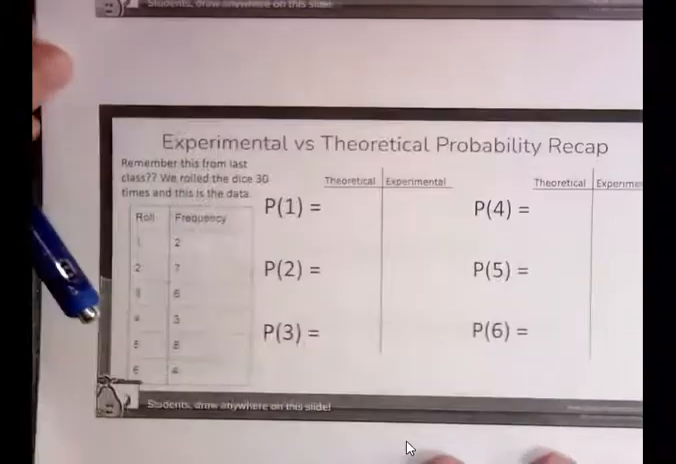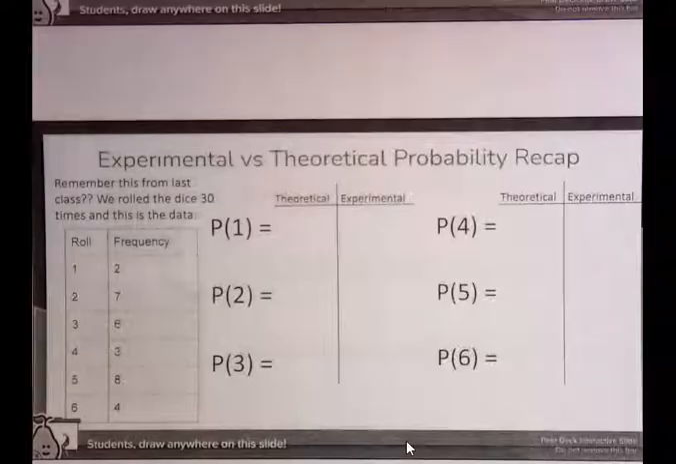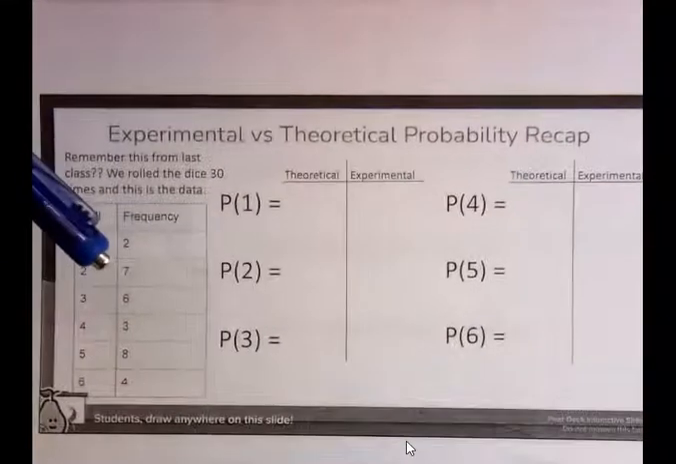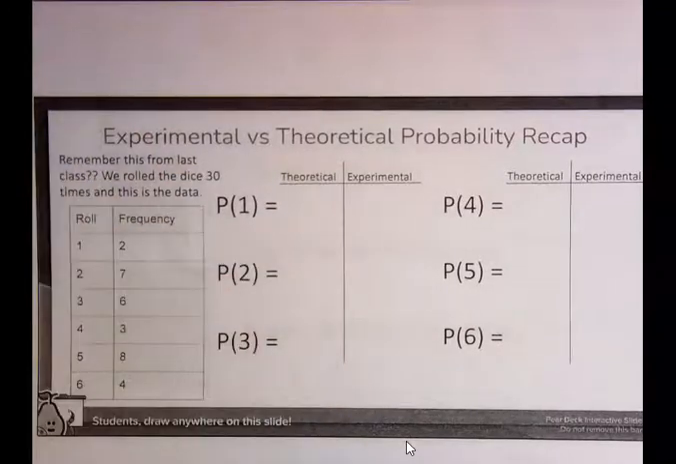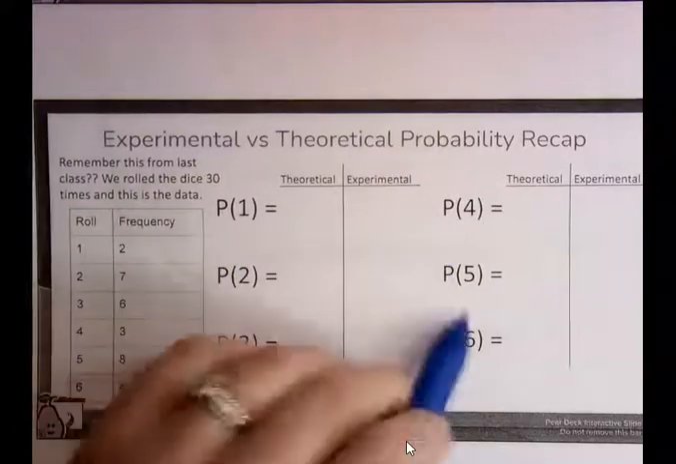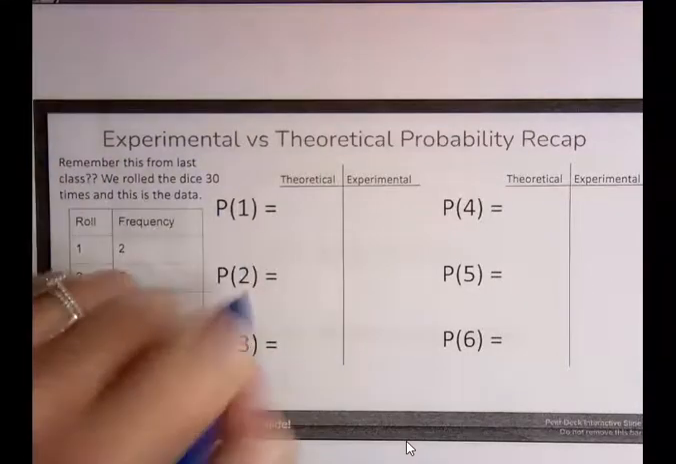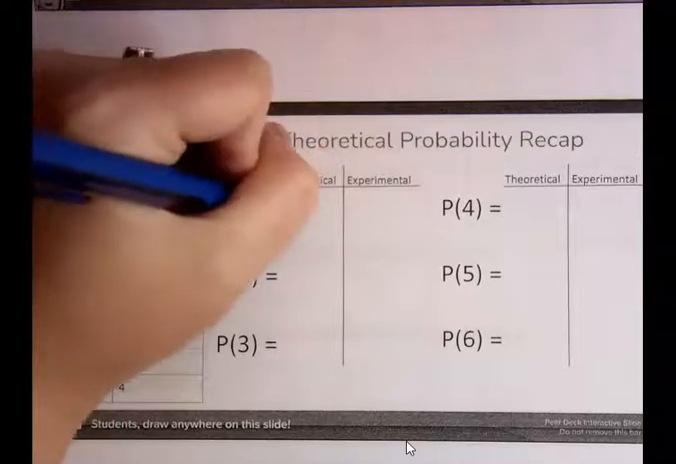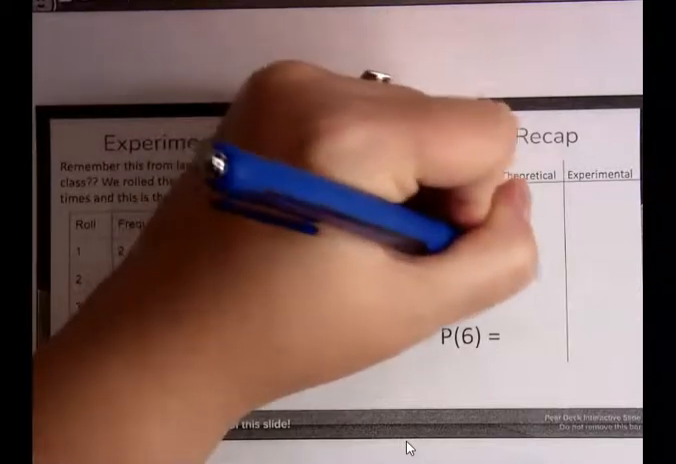This right here is also a recap from last class. If you want to pause and try to fill this out, then go for it, and then I'm going to fill it in and talk about it. The theoretical probability, when we're comparing the two, is going to be the same for each one of these. The reason is because anytime you roll a die, you have a 1 out of 6 chance of getting a 1, a 1 out of 6 chance of getting a 2, and so on, all the way down.